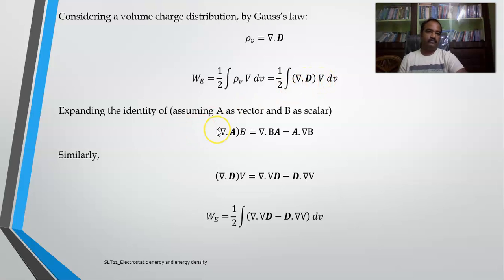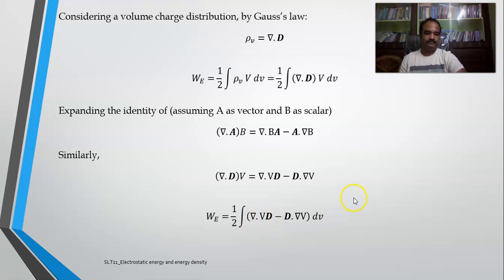Now you might have studied in your vector algebra that this is an identity, assuming A is a vector and B is a scalar. I'll use this identity now. So this particular expression converts into this expression. I'm substituting this here, and once I do this, this is my expression.